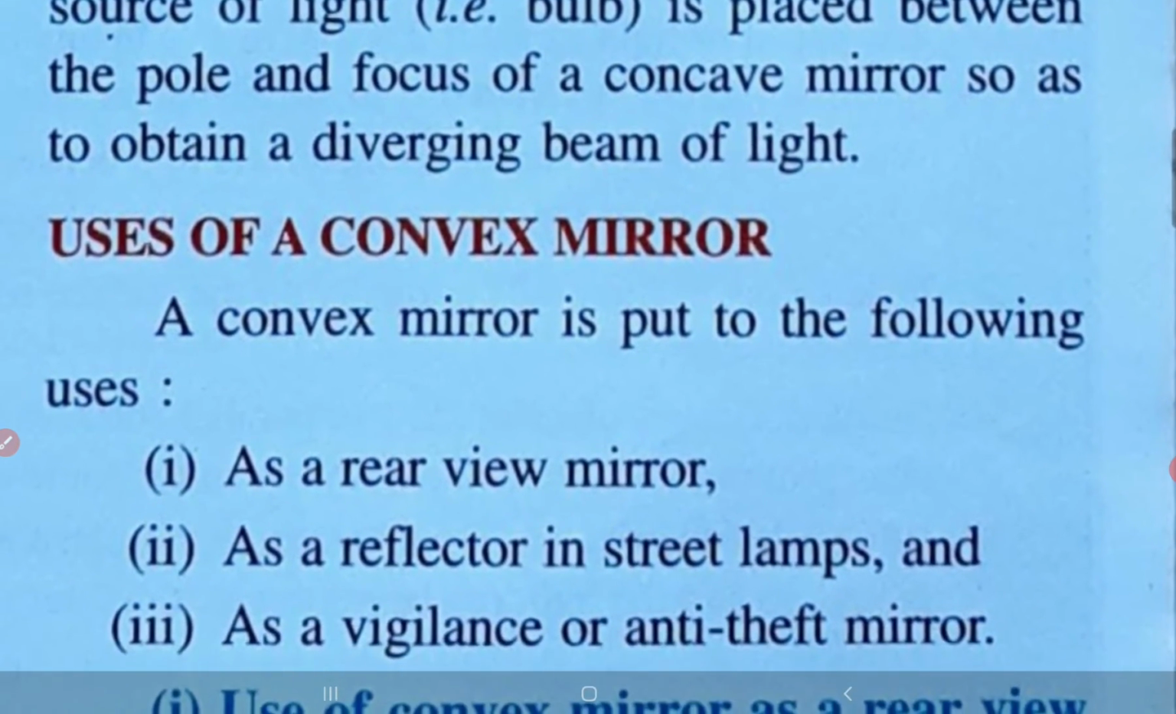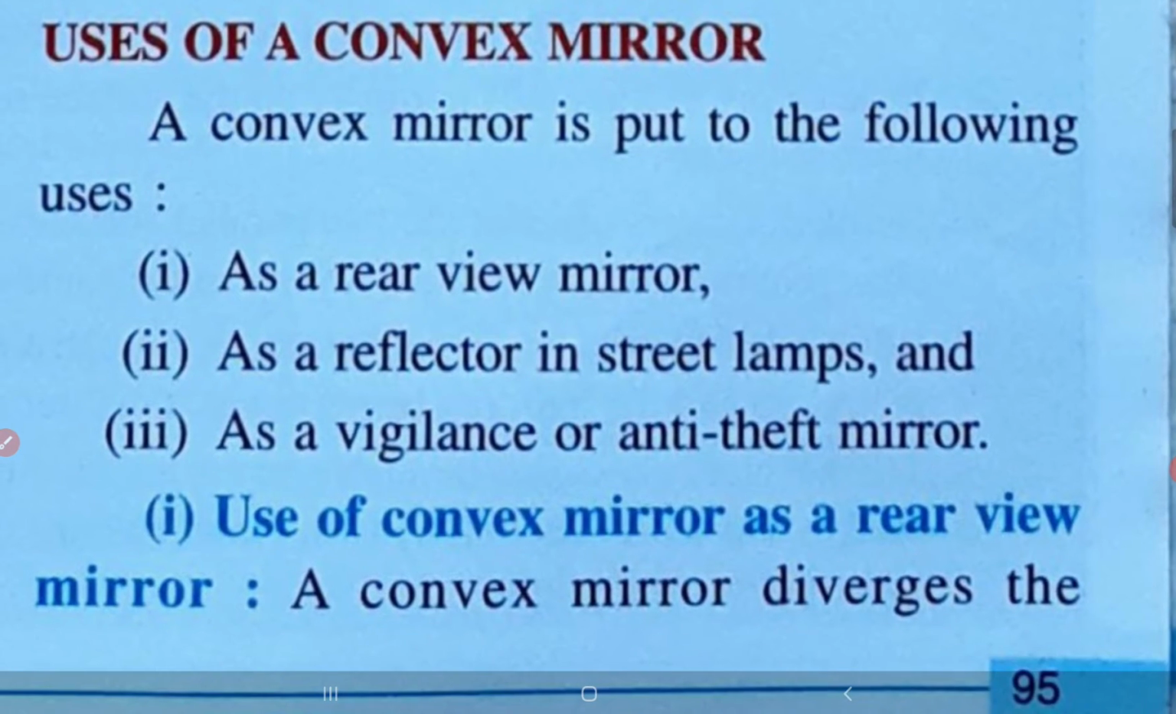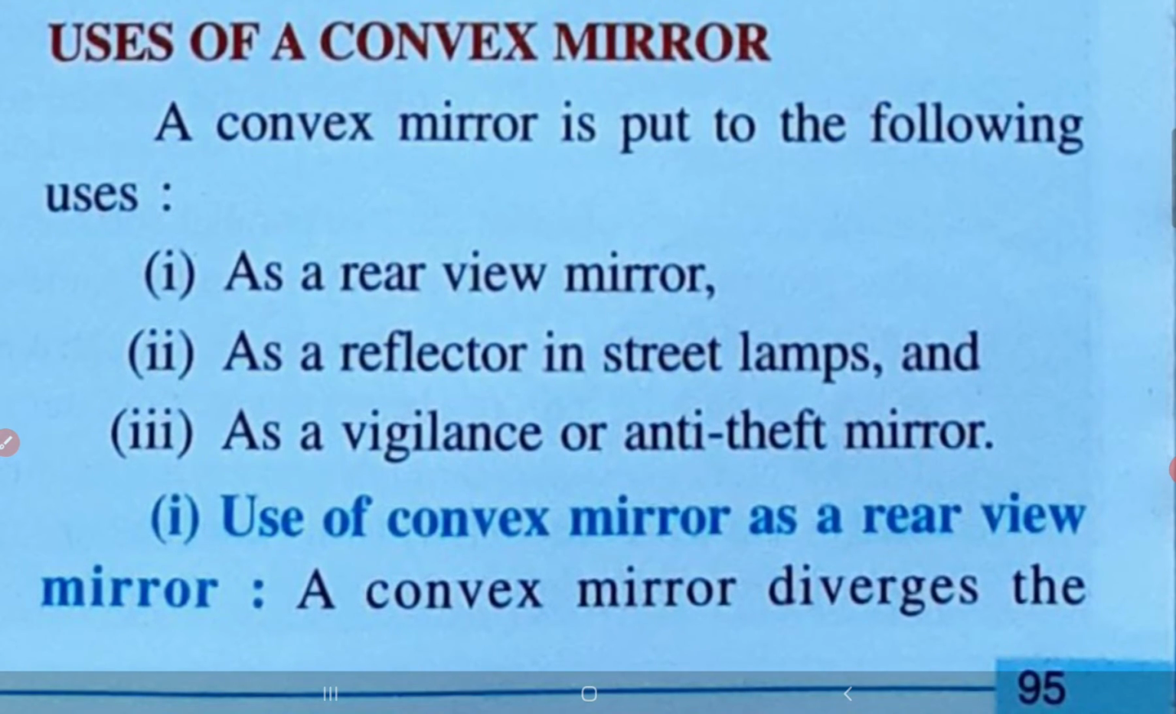Next thing is the uses of convex mirror. A convex mirror is put to the following uses. Number one, as a rear view mirror in vehicles, to see the vehicles coming from the back, as a reflector in street lamps, and as a vigilance or anti-theft mirror. Before we had CCTV cameras, this vigilance or anti-theft mirror was used. So now, number one, use of convex mirror as a rear view mirror.